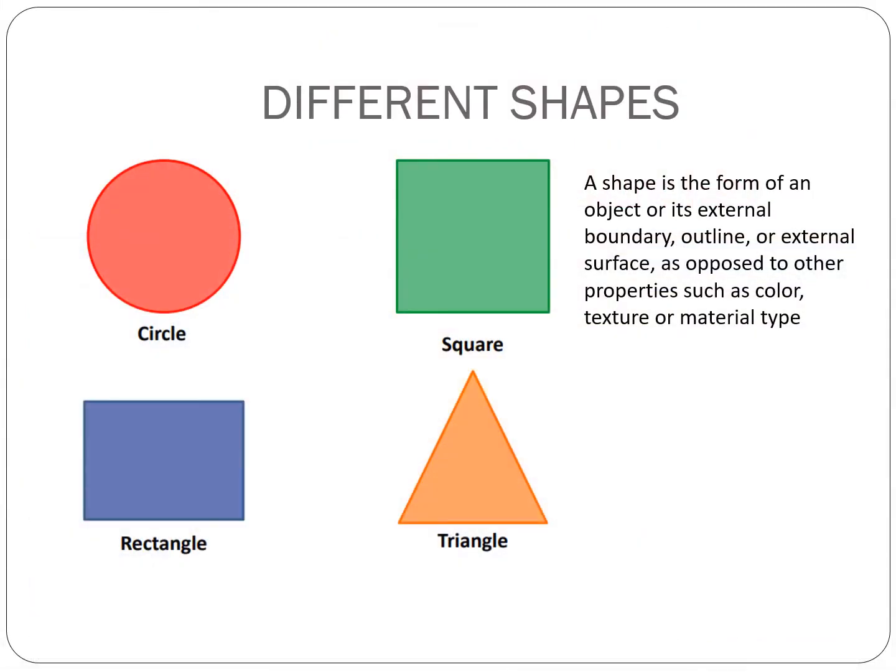Look at the screen. There are different shapes on the screen now. Now, what is a shape? A shape is an object that has an external boundary or outline. What does that mean, children?